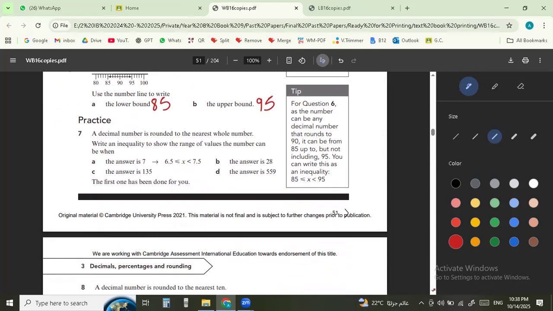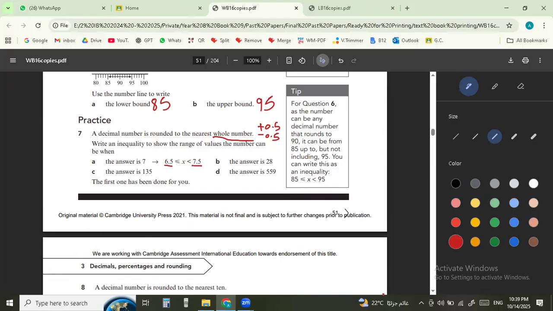Okay, so let's continue over here with the questions without a number line. A decimal number is rounded to the nearest whole number, and we agreed when it's rounded to the nearest whole number, we either add or subtract 0.5. We add 0.5 for the upper bound, we minus 0.5 for the lower bound. Write an inequality to show the range of values the number can be when the answer is 7. So they have done the first one here for you. When the answer is 7, we're going to minus half from it, 6.5, add half to it, 7.5, and this is how we write the inequality.